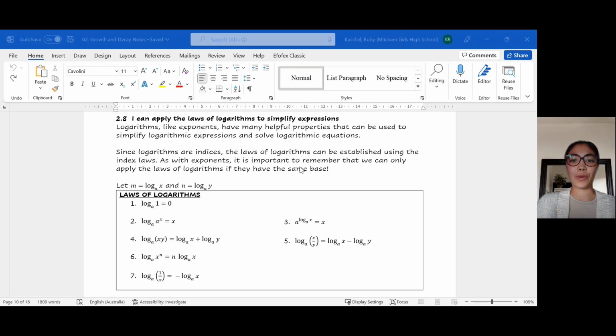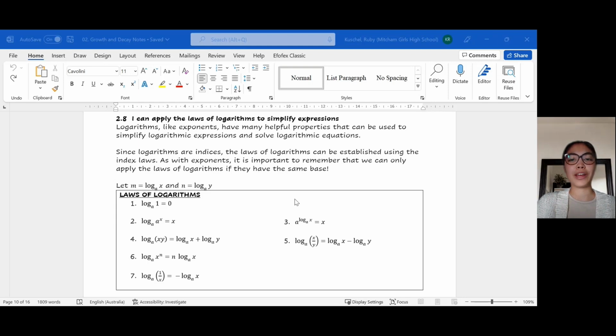Just like our exponents with their index laws, we've also got our laws of logarithms. And these are actually established using our index laws that we have been working on before. So, knowing our laws of logarithms will help us to solve equations as well as simplify different expressions.